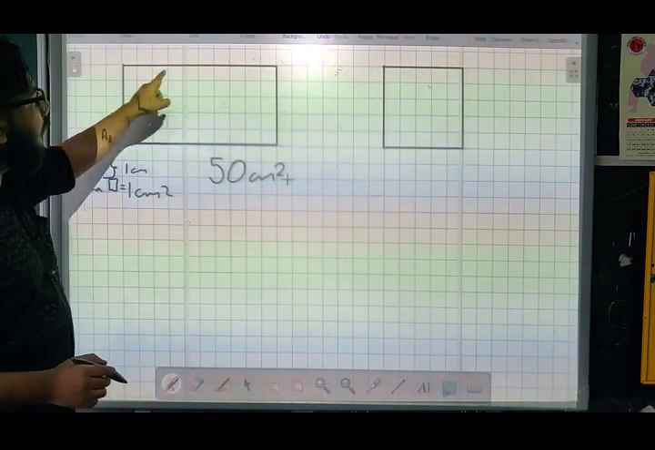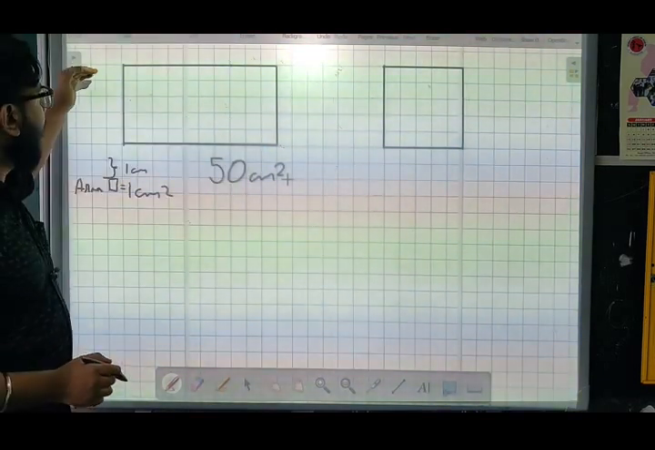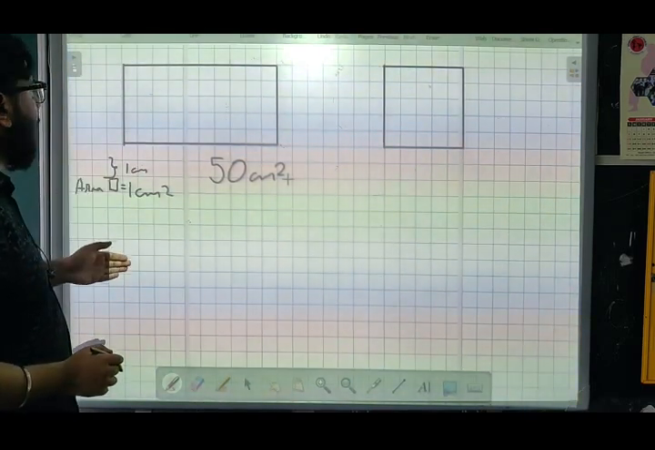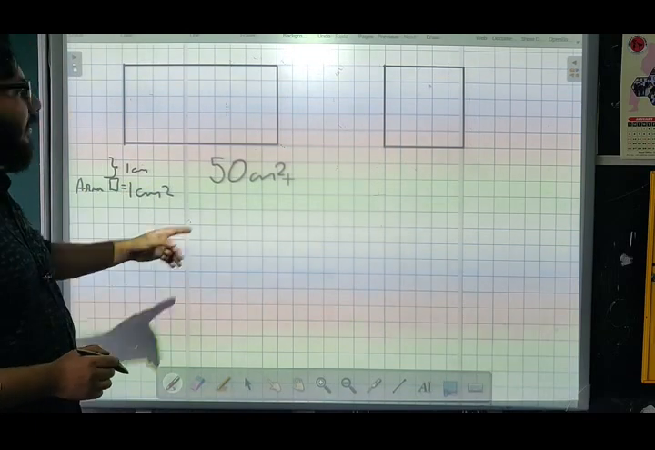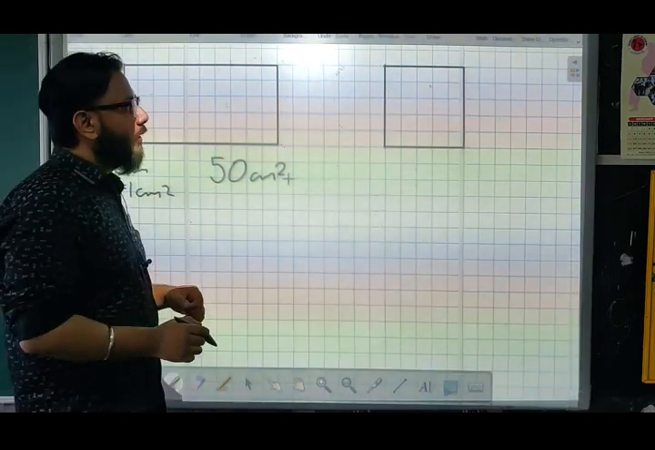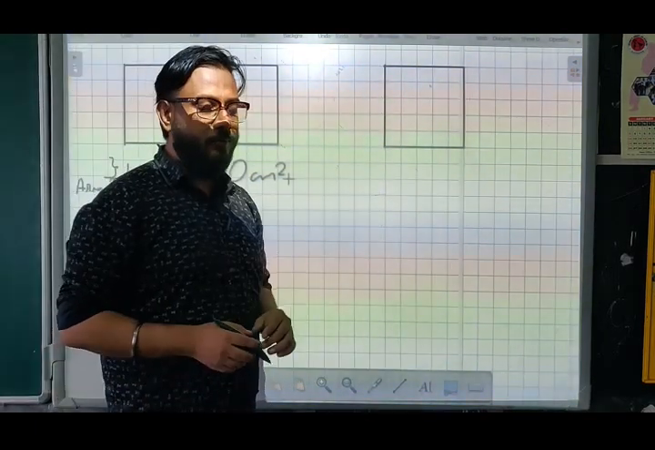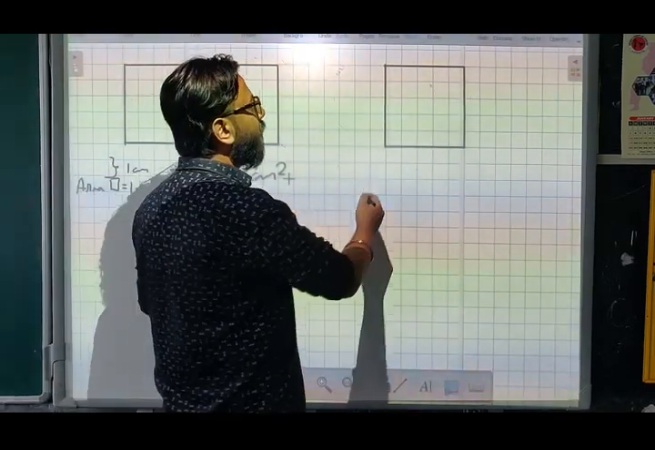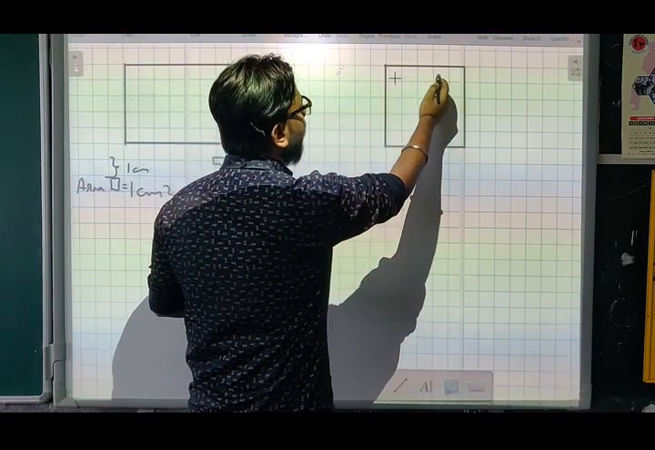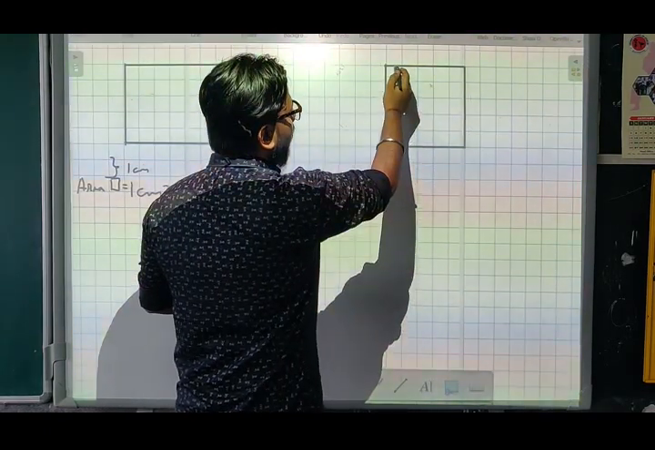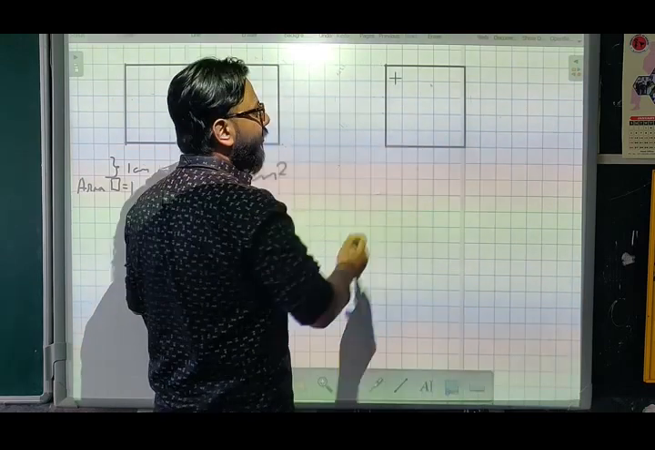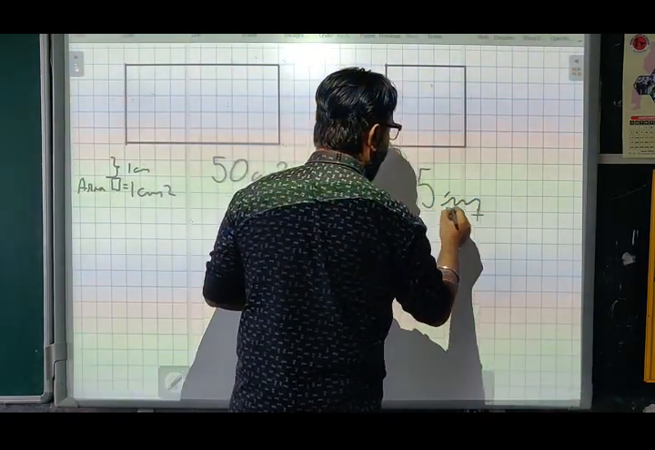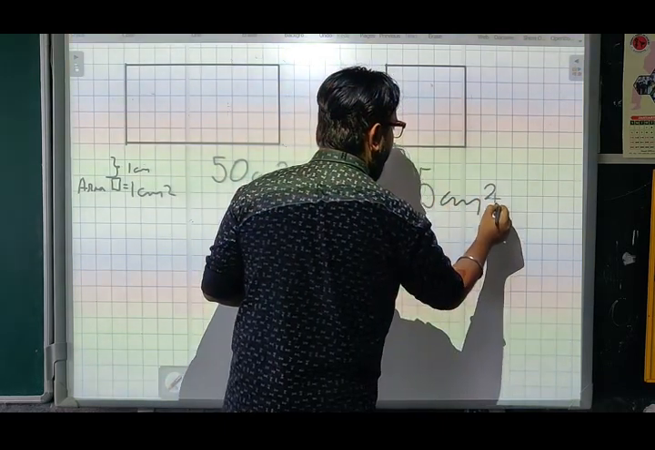What we did, we counted out here. This row was 10 boxes. In this first column, it was 5 boxes. 5 into 10 is 50. And for calculating the area of a square, we do the same thing. Again, we count the number of boxes. Out here, 1, 2, 3, 4, 5. And the column, 1, 2, 3, 4, 5. 5 into 5 is 25. So the area of this square is 25 centimeter square.